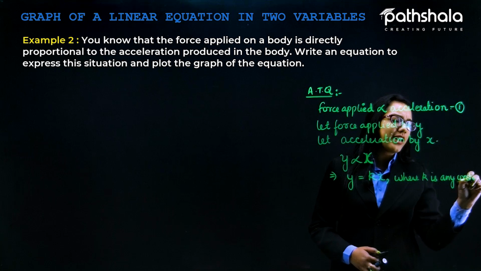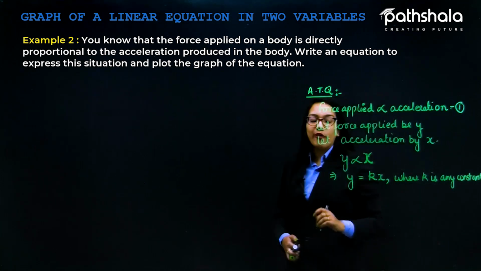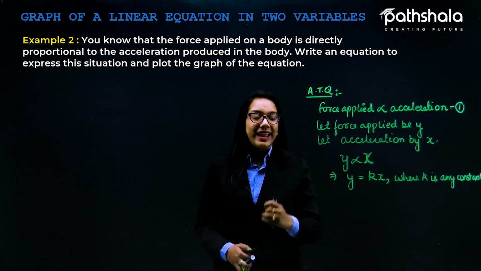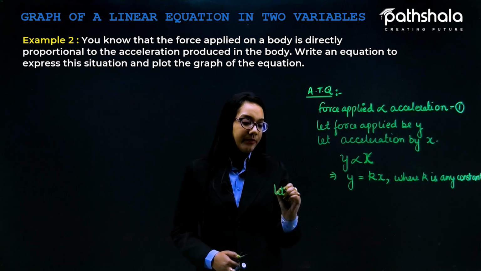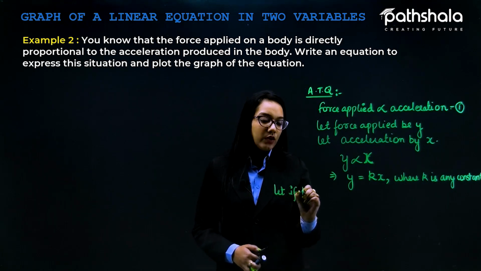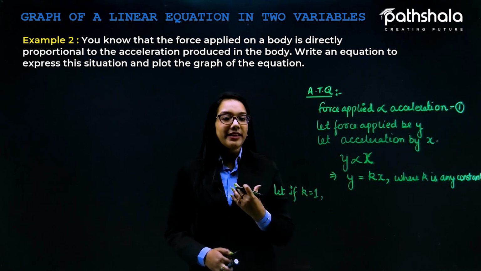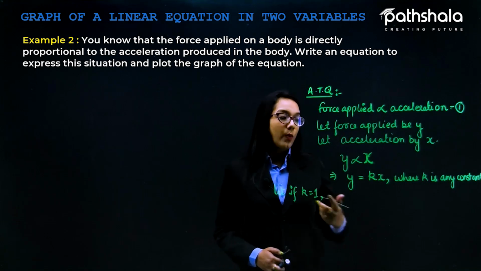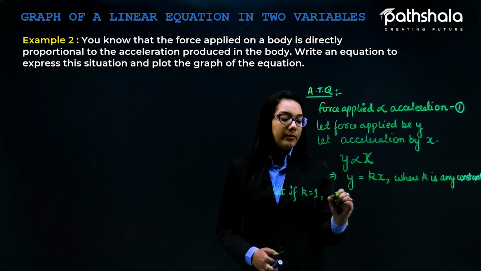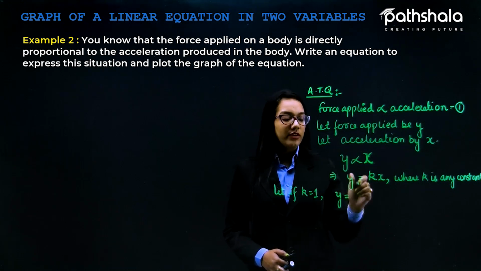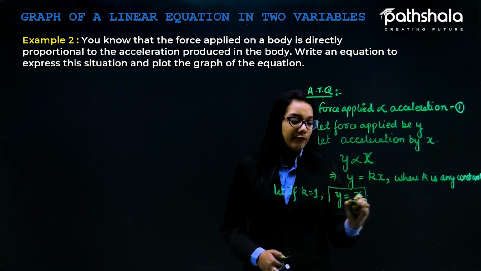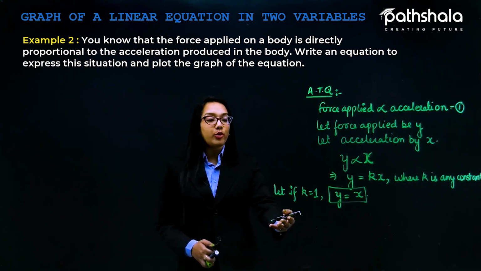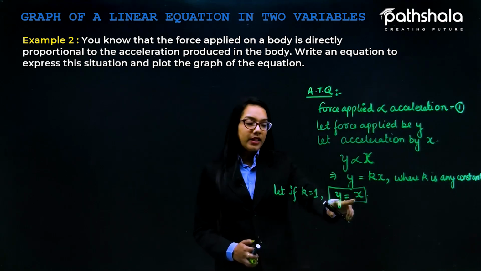So it means you can take any value of k if you want to plot the graph of y directly proportional to x. Let us suppose I am taking k as 1. You can take k as 2, you can take k as 3. Because k is any constant, the equation will be of the form y is equal to x. It means that I have to plot the graph of y is equal to x. If you take k as 2, then you have to plot the graph of y is equal to 2x. So I am taking y is equal to x.